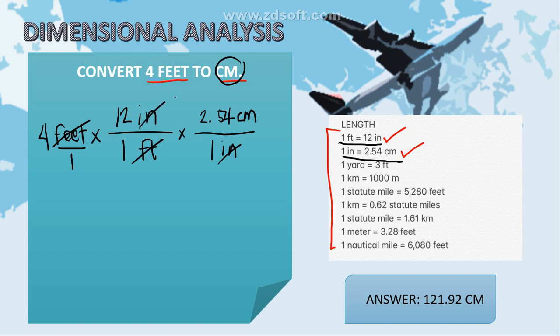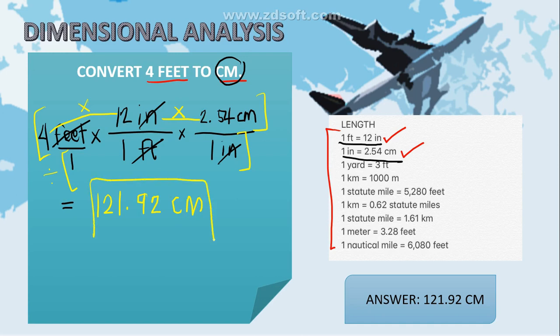So all you need to do now is get the final answer. So since everything on top, we multiply. So we have 4 times 12 times 2.54. Then, what is on top is divided by everything on the bottom. So since everything on the bottom is just 1, it does not really matter. So, what you have to do is multiply 4 times 12 times 2.54 and you will get the answer, which is 121.92 centimeters. So that's how you use dimensional analysis in converting from one unit to another.